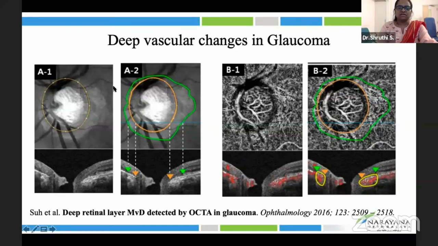So when we looked at the same patient's OCTA scans, choroidal slab, here we can see the deep vascular changes and the chorioretinal vascular changes more prominent and better than the surrounding area. In this B2 image, we have demarcated the same. This is the area where the deep vascular changes were studied in glaucoma.